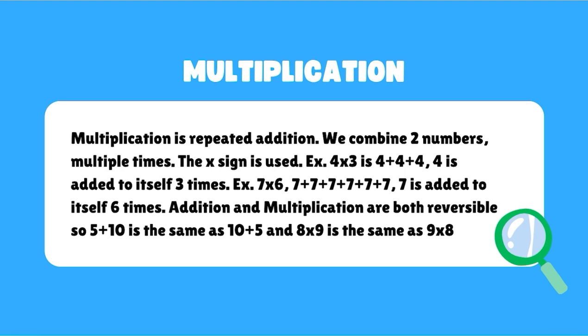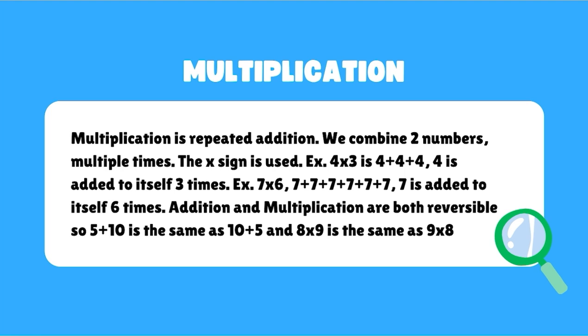4 times 3. So we will add 4 to itself, and we will do it 3 times. 4 plus 4 plus 4. 4 is added to itself 3 times. Now another example, 7 times 6 is equal to 7 plus 7 plus 7 plus 7 plus 7 plus 7. It is added to itself 6 times because it's 7 times 6.